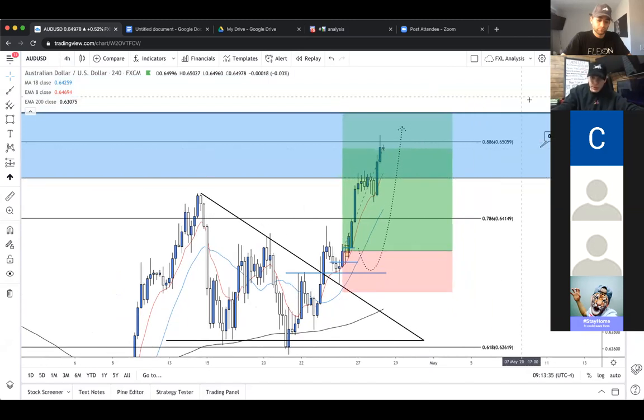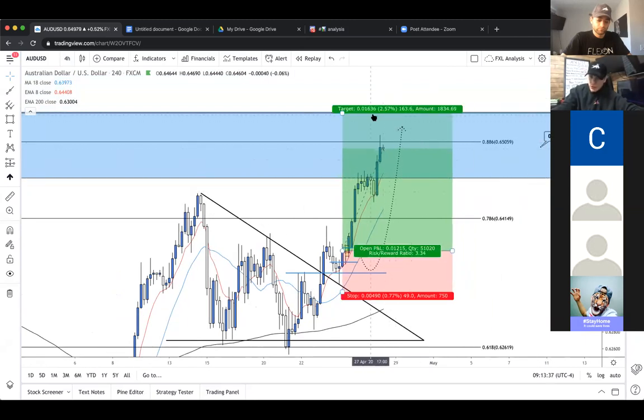It's probably going to go all the way to this weekly. It's got the momentum for sure. So this will be a 160 pip trade. There's a 3.3 risk reward. Very, very good. So risking just about 50 pips. And yeah, so this is looking really good.